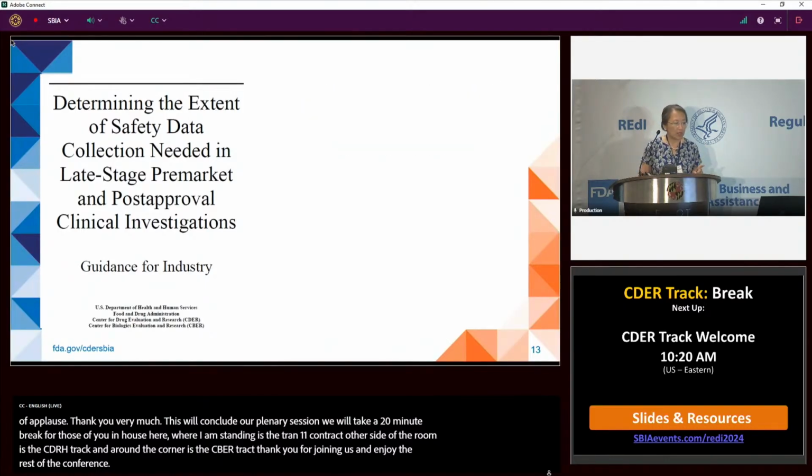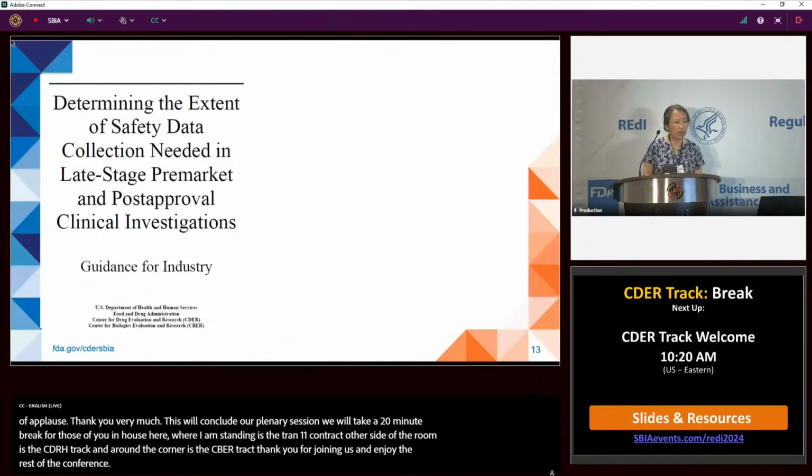The reason why I say that is, some of you may have heard about SSDC, particularly at FDA, because we issued a final guidance in 2016 entitled Determining the Extent of Safety Data Collection Needed in Late-Stage Pre-Market and Post-Approval Clinical Investigations. I remember when this guidance came out, I was at that time the Division Director for Metabolic and Endocrine, and we had a lot of clinical trials being conducted to evaluate cardiovascular safety, both in the pre-approval and post-approval stages. Most of it was in the post-approval stage.